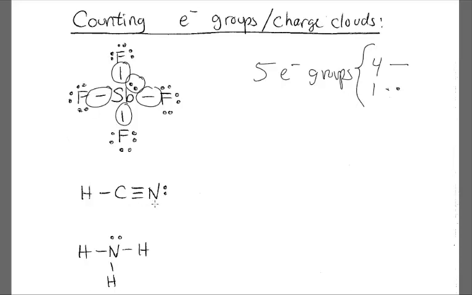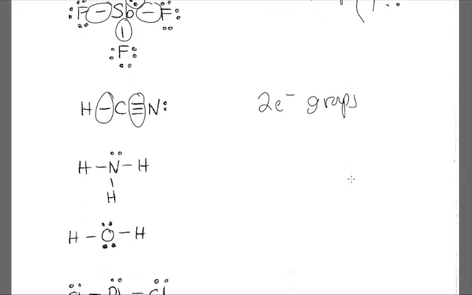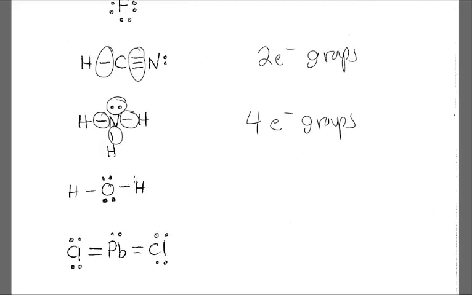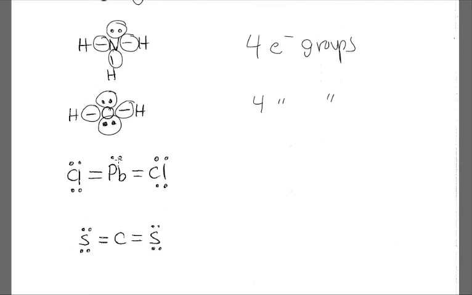Look at this molecule, HCN, and look around the central atom. You'll see this is one group. A triple bond is one group. Single bond is one group. So it has 2 electron groups. Going further down, around the nitrogen, 1, 2, 3, 4. 4 electron groups. And here's water. Around the oxygen in water, we have 1, 2, 3, 4. 4 electron groups. We'll do a couple more. Here around the lead, 1, 2, 3.